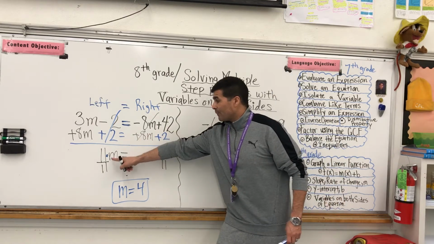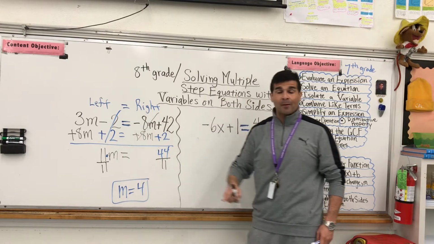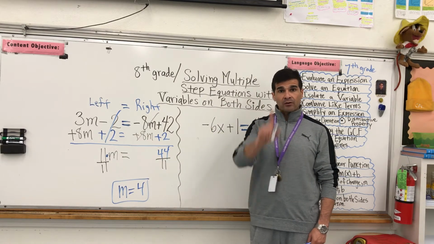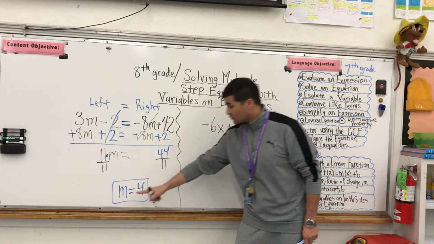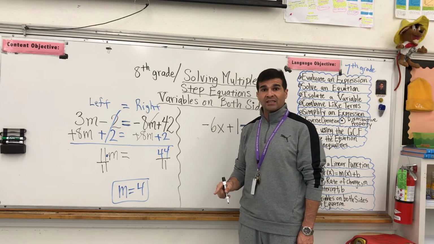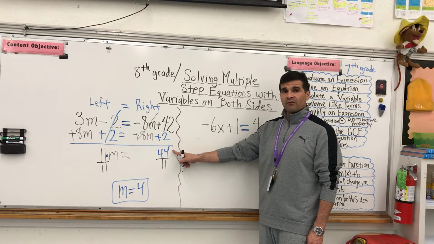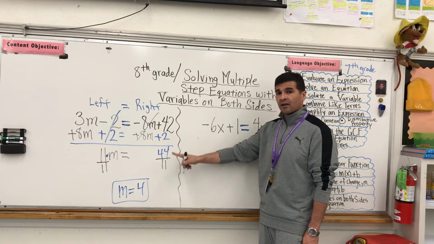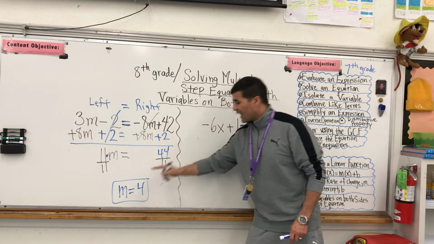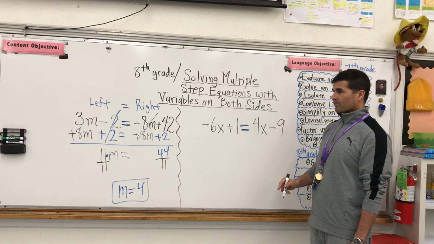Well, 11m divided by 11 is 1m. When you isolate a variable, you get it all by itself. There's only one variable m on the left side of the equal sign. When you balance the equation, you divide 44 by 11 because you do the same thing on the right side. Now m is equal to 4.